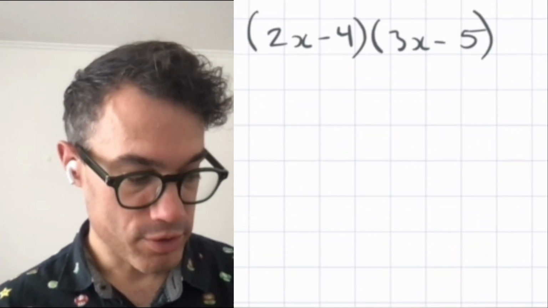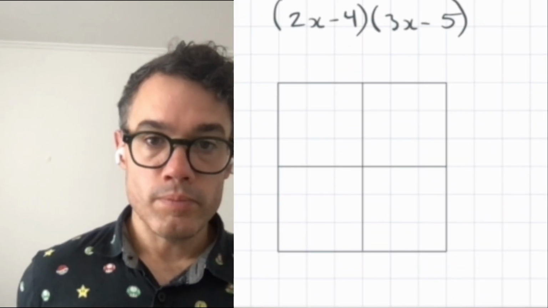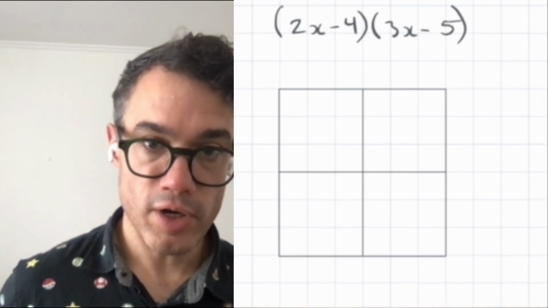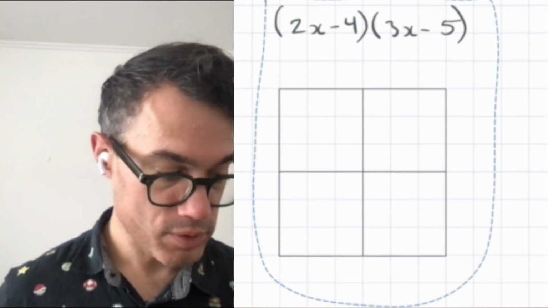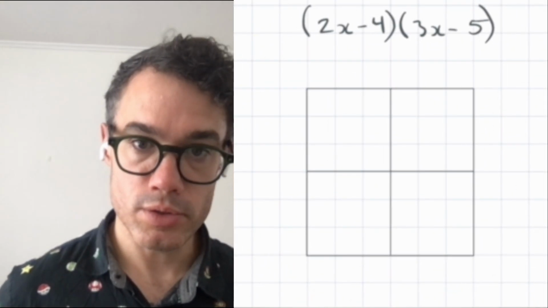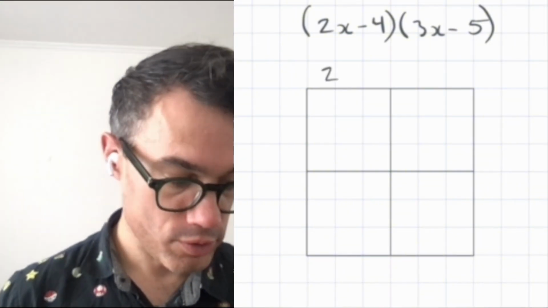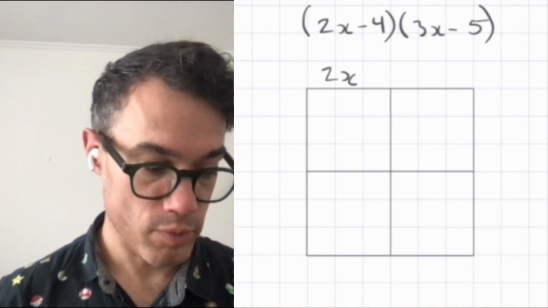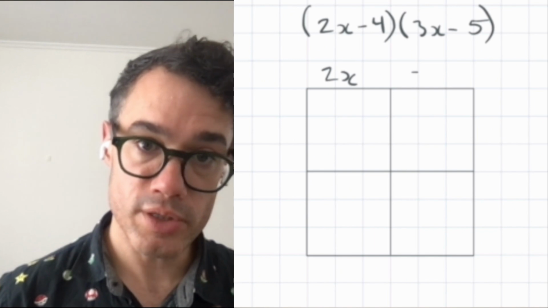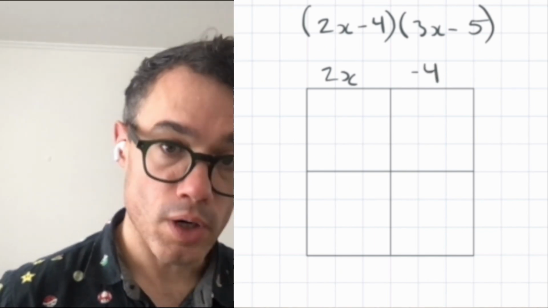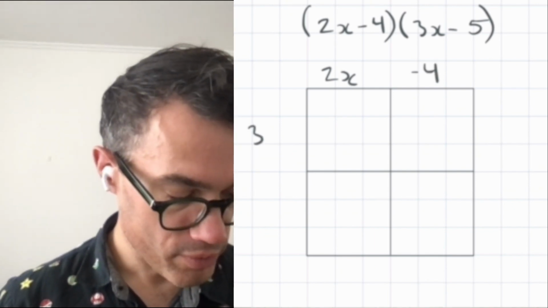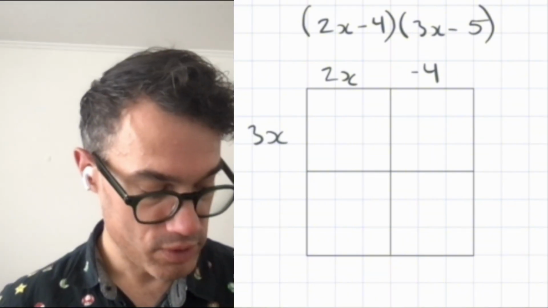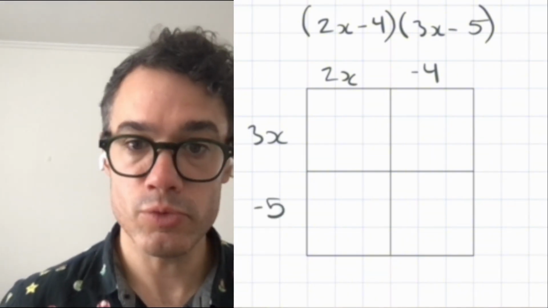To make this grid method, we need a square. Now we build our square out from making rows and columns based off of the two binomial expressions. We start off at the top here. We've got 2x. We want to make sure we take the operation with us, just -4. Those are our columns. For our rows, we'll have 3x, and we'll use a -5. We've got to make sure we bring in that operation.